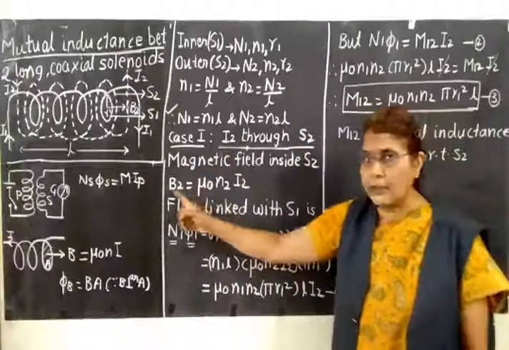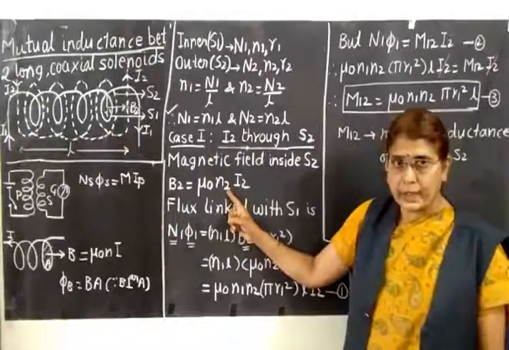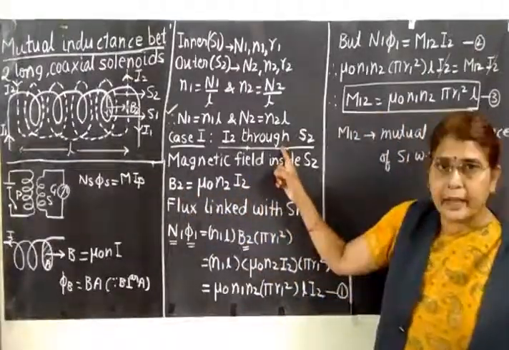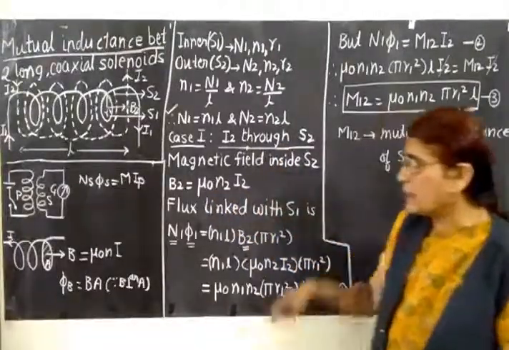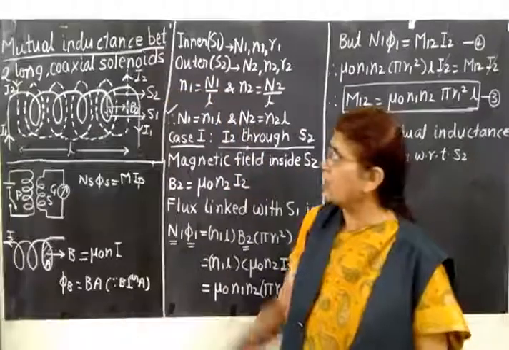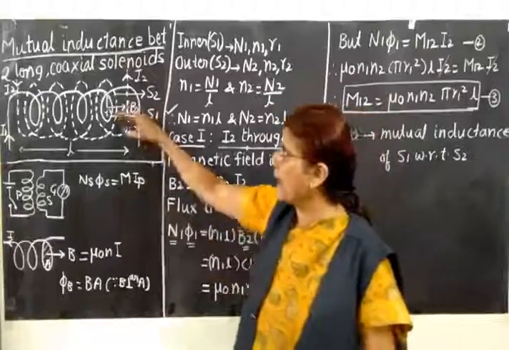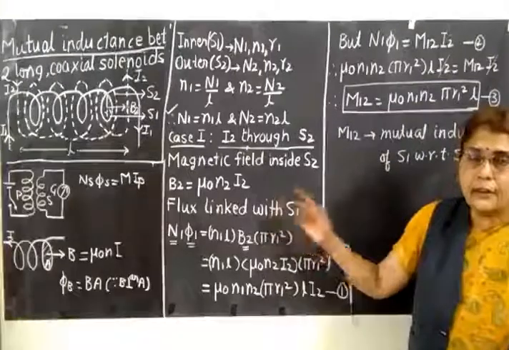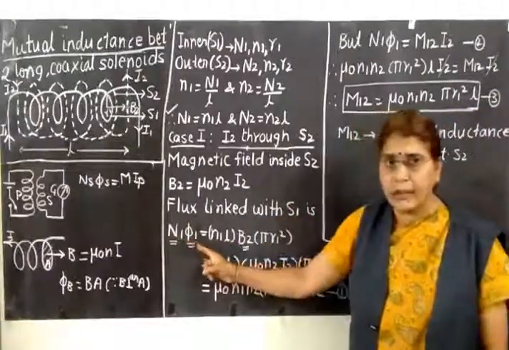So let us denote the magnetic field as B2 and it will be mu 0. Number of turns per unit length for the outer solenoid is n2. Current passed through the outer solenoid is I2. So what is the magnetic field produced by the current I2? It is nothing but mu 0 n2 into I2. Now this magnetic field acts perpendicular to the area of cross section. So it acts perpendicular to the cross sectional area of the inner solenoid. This B2 acts normal to the area of cross section of the inner solenoid. Now we shall find out what is the flux linked with the inner solenoid. So flux linked with the inner solenoid is equal to N1 into phi1.